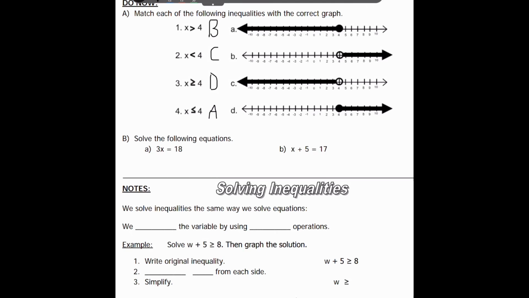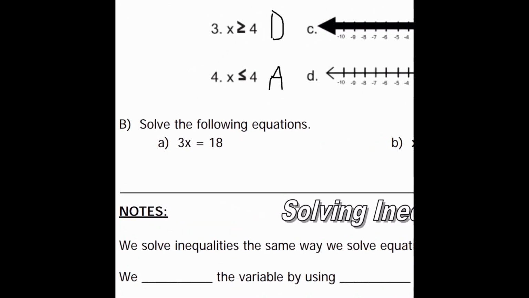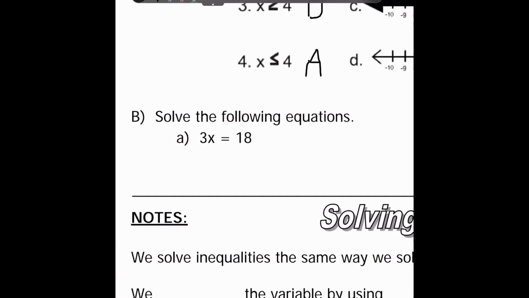Letter B, solve the following equations. 3x equals 18. This is a review from our past unit. To solve this equation, we must isolate the variable. So we use the inverse operation of multiplication, and divide both sides by 3. In doing so, x equals 6.